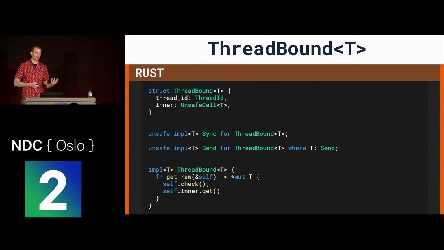It does that by using a thread ID. It stores the inner value in an UnsafeCell, which in Rust allows us to convert a shared reference to an exclusive reference. Otherwise, it's undefined behavior. And so we say that our ThreadBound is always Sync because we synchronize on the thread ID. If they're not the same, then we don't give you a reference.